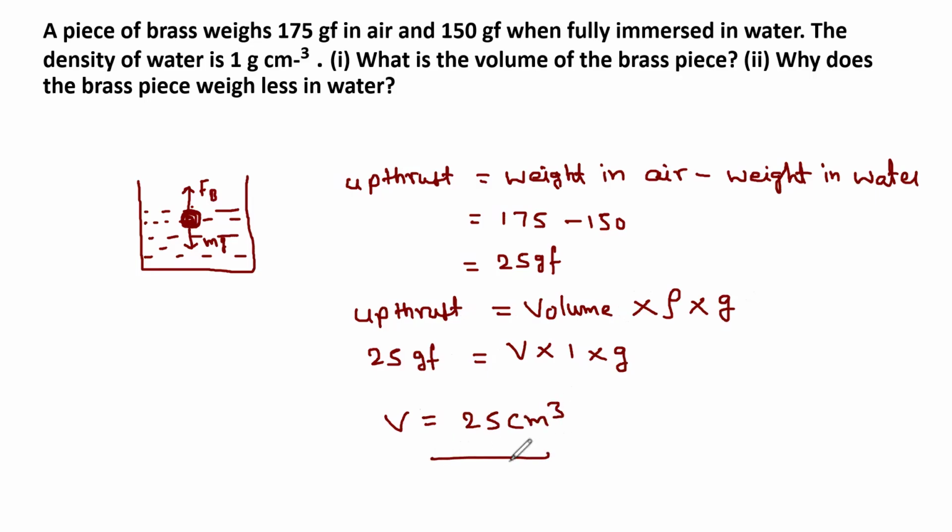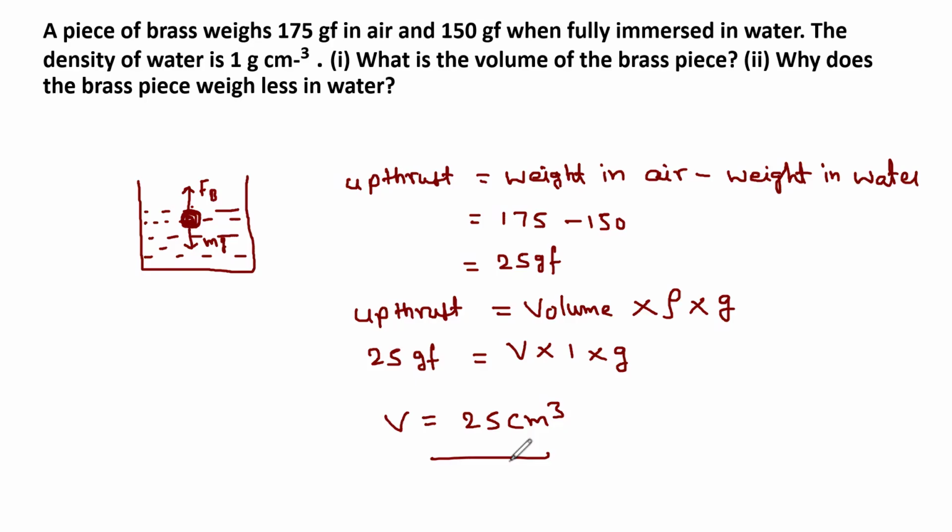Okay. So you need to be very careful while writing the units. Here you can see everything is given in CGS units and the weight is given in gram force. So the upthrust also we can write in gram force, and we need not put the value of g here because g on both sides will get cancelled. So our final answer is that the volume of the body will be 25 centimeter cube. Okay, the volume of the brass piece will be 25 centimeter cube.